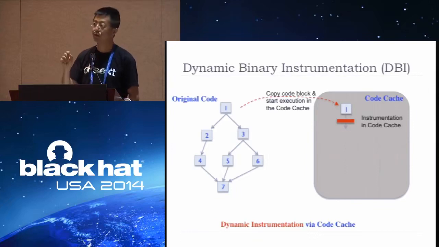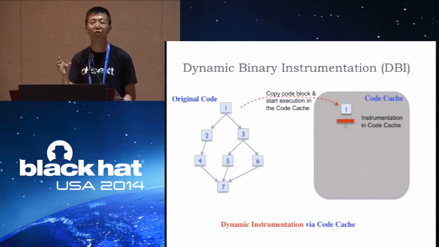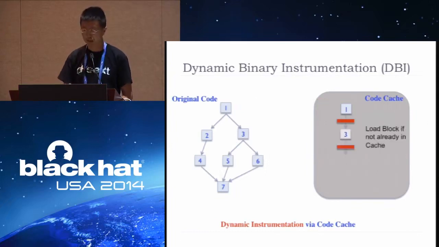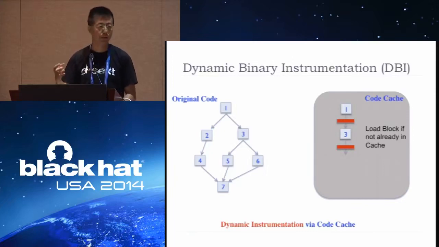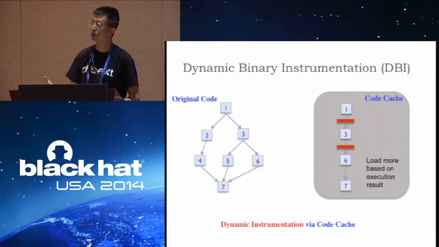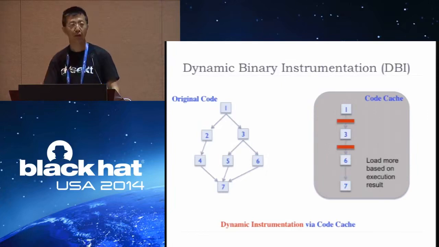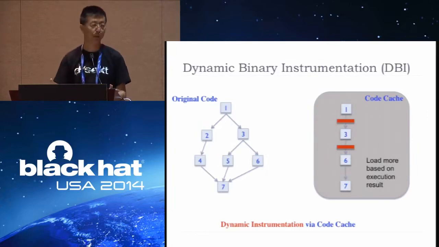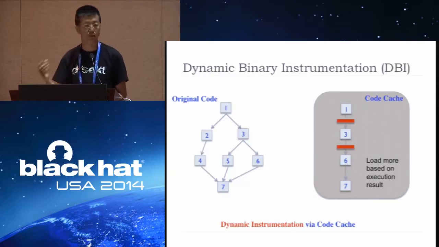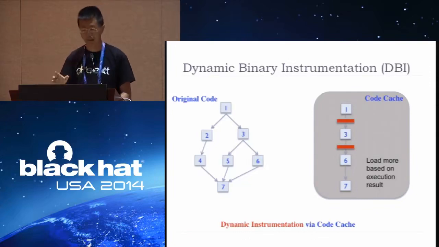Once it finishes a code block, depending on the execution result, say code block 3 needs to be used, it will copy it into the code cache, assuming this piece of code has not been copied there before. If it's already there, you can jump there directly without copying it again. This keeps going. For example, if the code block 3 execution result indicates that block 6 needs to be used, then 6 and 7 are copied there, and execution continues, and all the modification and instrumentation can be done in that code cache.